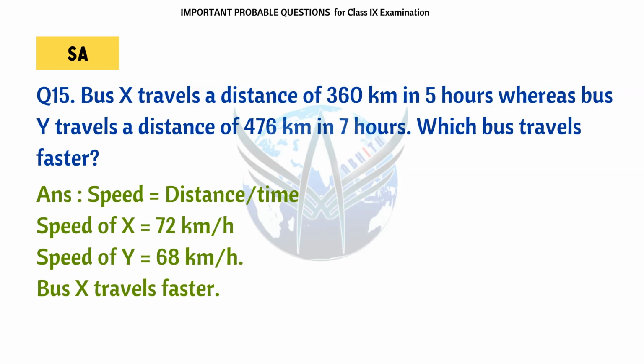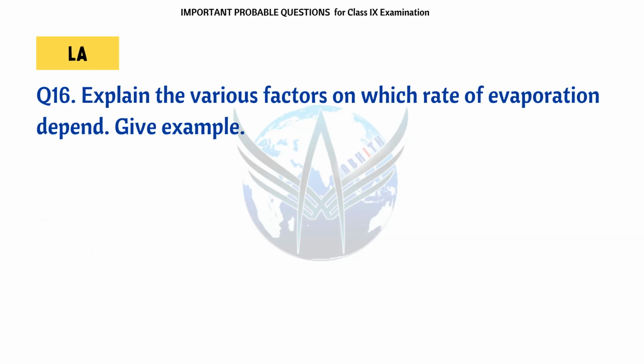So, bus X will travel faster. Question number 16. Explain the various factors on which rate of evaporation depends and give examples. So, there are various factors.